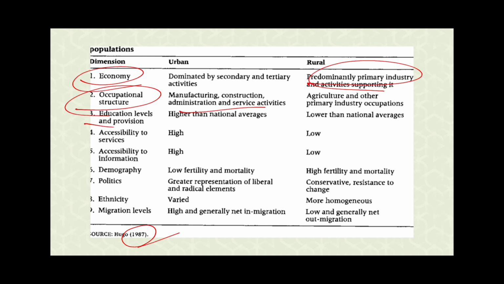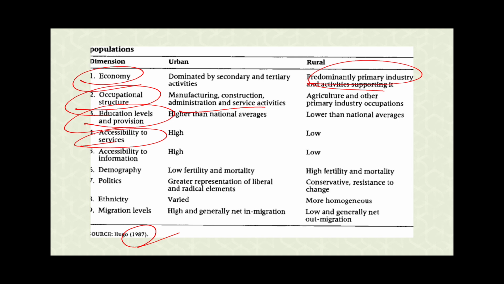Next, in terms of education levels and provision, of course, we know that, just go to NCR, you have so many universities and colleges in NCR, while you have a few colleges and universities in rural areas. You find people that have higher educational attainment to be working in and living in urban areas compared to rural areas.